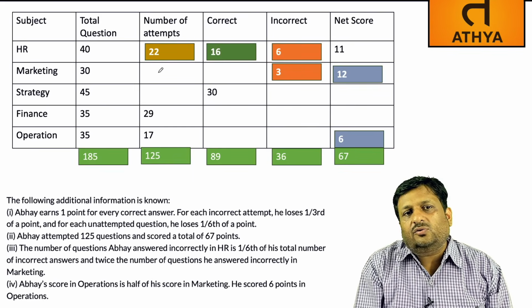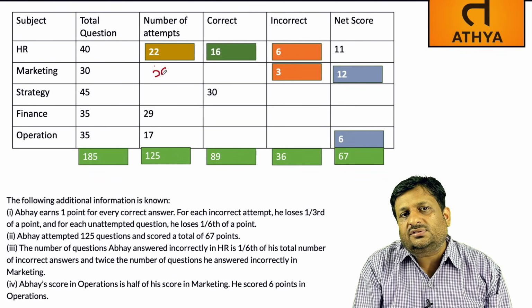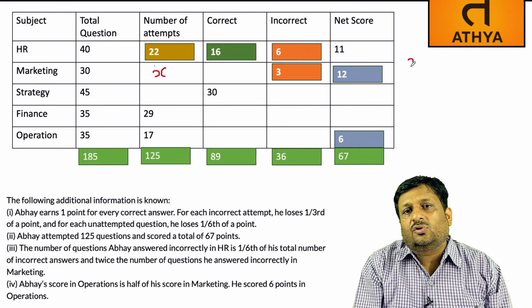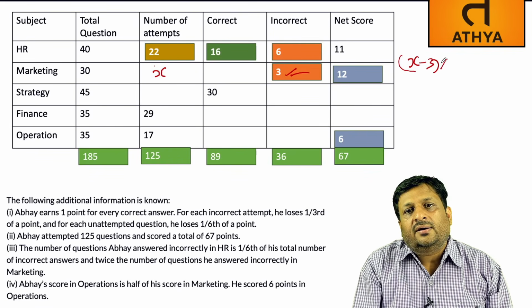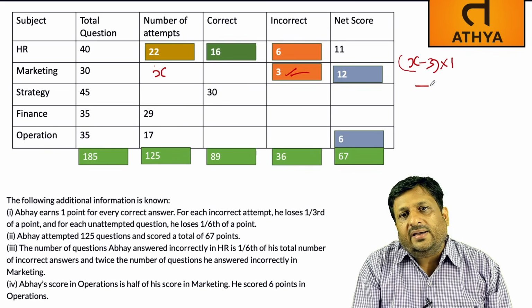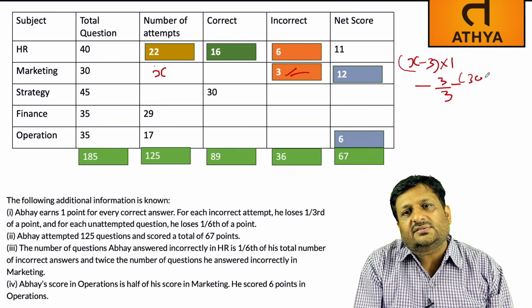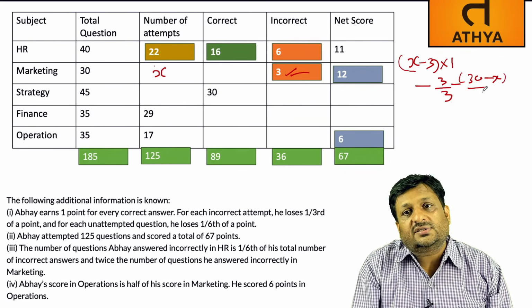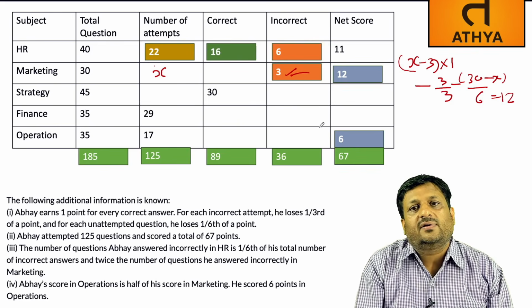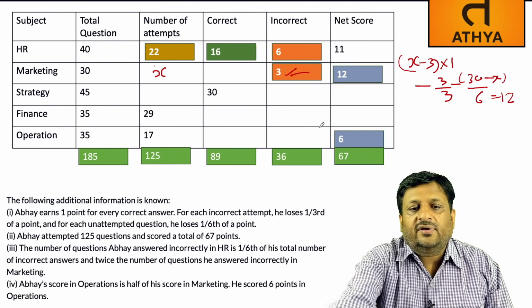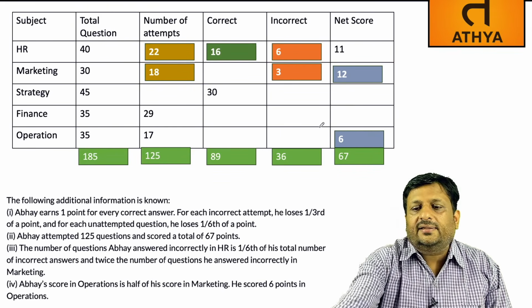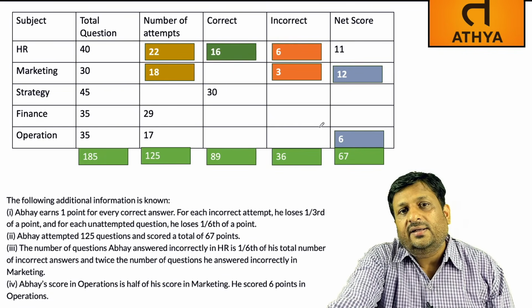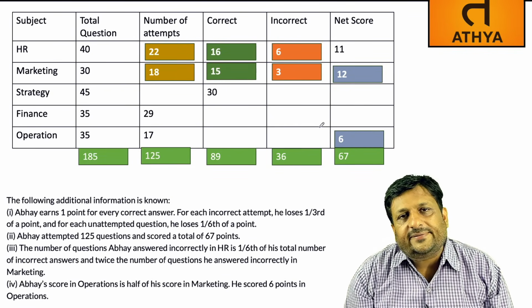So let me make the equation. You can solve it. If he attempted X questions in marketing, so X are attempted, 3 are wrong, X minus 3 are correct. Marks are 1 minus for every incorrect. This is the penalty, and he left 30 minus X. And for leftover questions, this is the penalty, and his score is given as 12. We can solve for X, and we will get X as 18 here. So if 18 are attempted, and 3 are incorrect, then 15 must be correct here, isn't it?